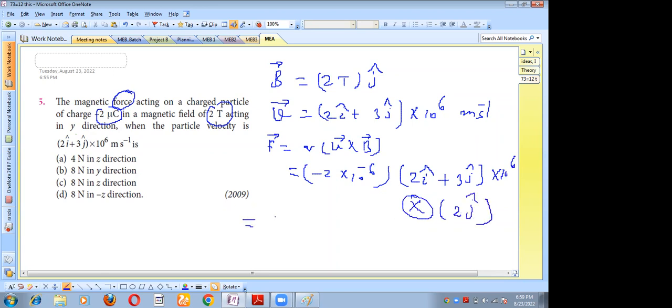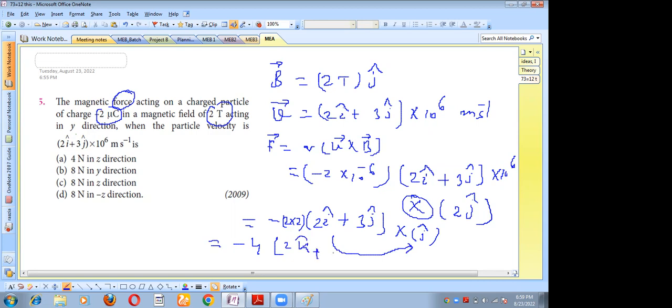So the 10 to the power minus 6 and plus 6 cancel out, so it will be (2i + 3j) cross, and 2 is taken this side, 2 into 2, like that, it will be j, right? So now minus 4, and we multiply: i cross j is k, so minus 4k, and j cross j is equal to 0. So we will get minus 8k. It means it is in the negative z direction. So magnitude is 8 and direction is negative z. So it should be this. Getting my point? Answer should be D.